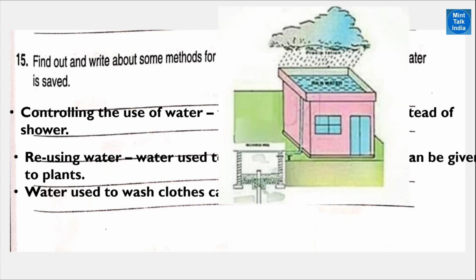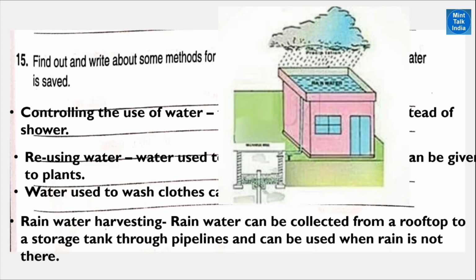And the third point is rainwater harvesting, which is a method to collect rainwater on our rooftop and store it in the storage tank through pipelines, which can be used when rain is not there. And this is the perfect method to save the rainwater.